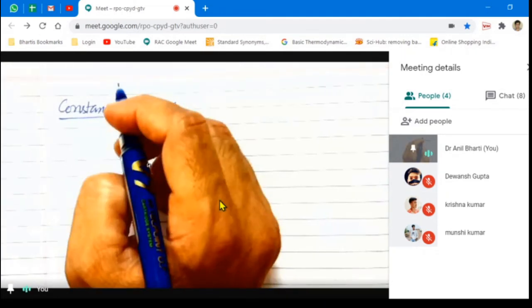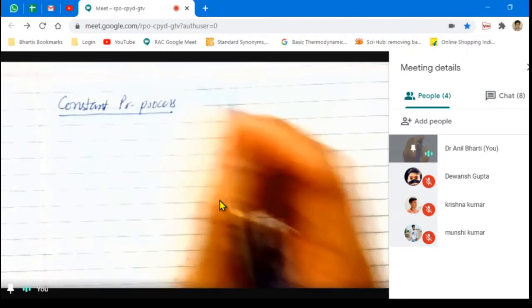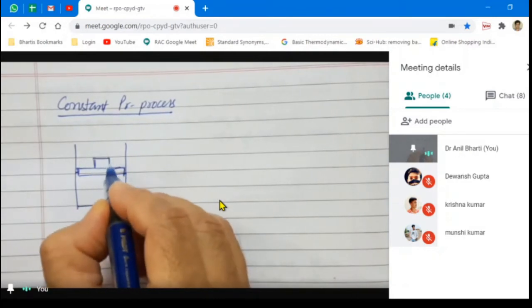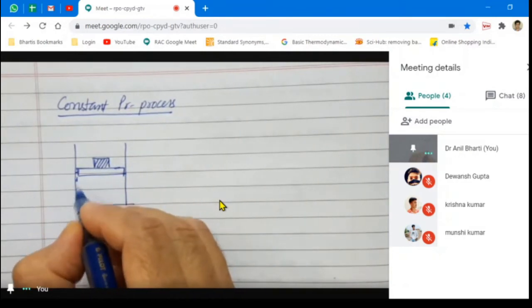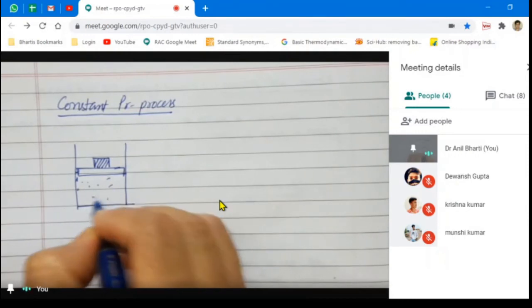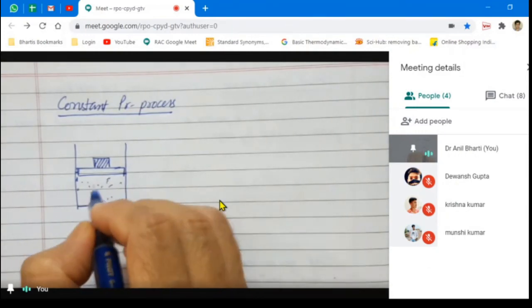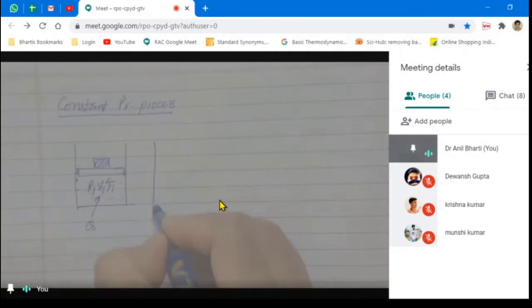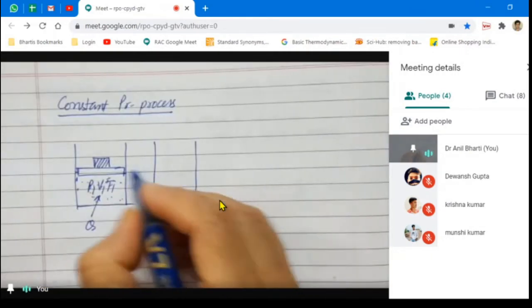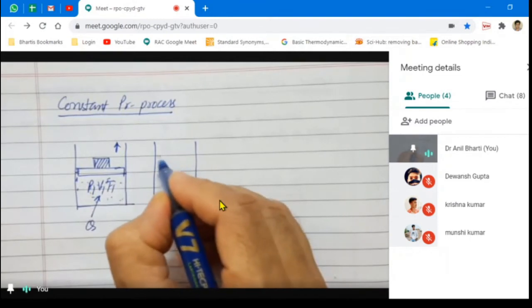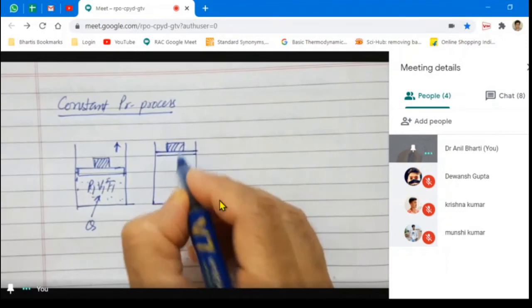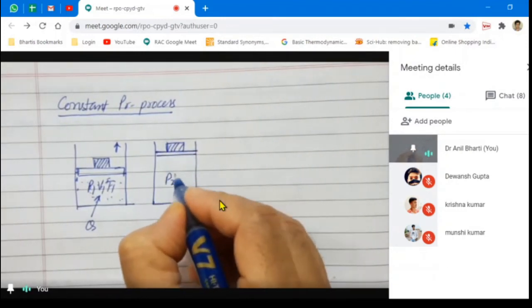Now for a constant pressure process, we assume that there is a piston and cylinder arrangement. We have put some weight on the piston, and there is a gas inside this closed system. Now when we supply some amount of heat here, that is P1, V1 and T1, since the piston is free to move, the piston will move in the upward direction, so it will change its position just to keep the pressure constant. So here the final coordinates become P2, V2 and T2.